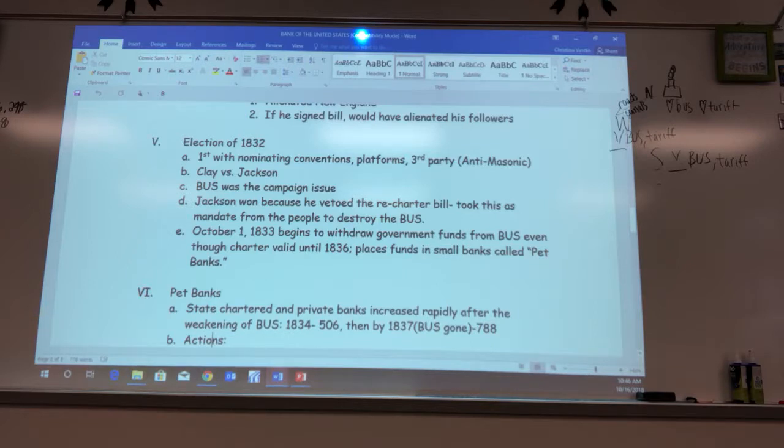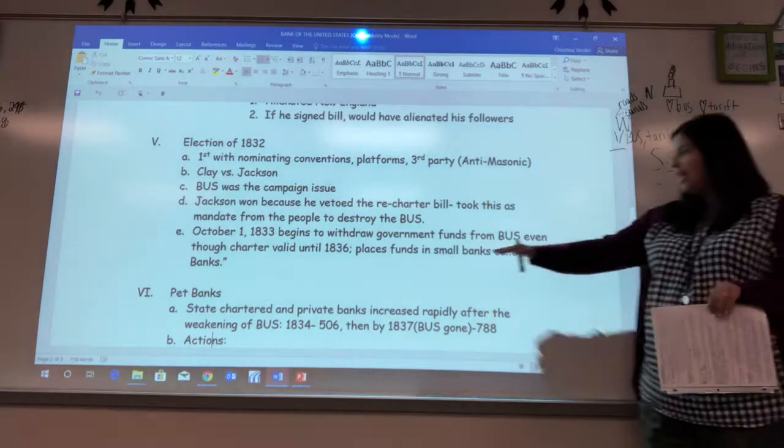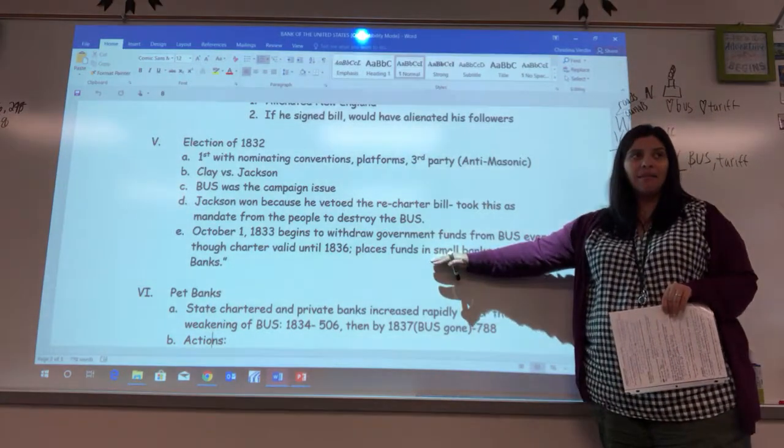Going to go down because they've lost what in their bank? Money. Is this going to send us into economic chaos? Yeah. Okay, so he's going to remove that money and put it in pet banks. And this was number 28 on our study guide.